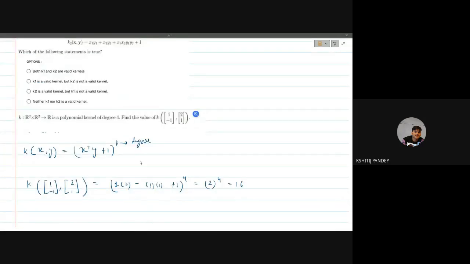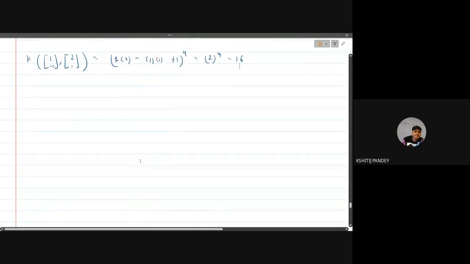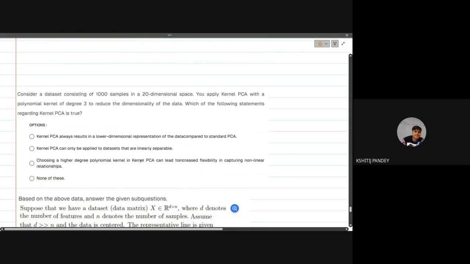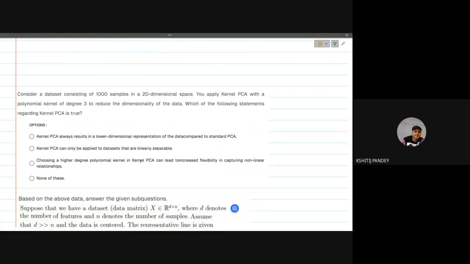So could you guys check? Okay, thanks. Great. Let's move to the next question. In the next question, we are given a data set consisting of 1,000 samples in a 20-dimensional space. You apply kernel PCA with a polynomial kernel of degree 3 to reduce the dimensionality of the data. Which of the following statements regarding kernel PCA is true?